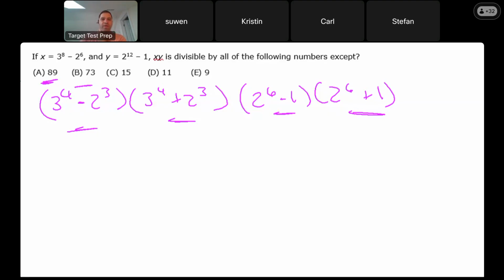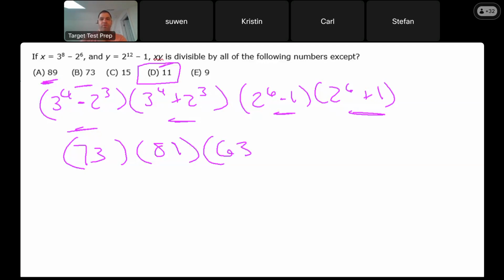When you do it all the way out, yes, 11 is the answer because you end up getting 73 times 89 times 63 times 65. So all of these divide in evenly. All right, next up, let's do, I like this one here. Try this.